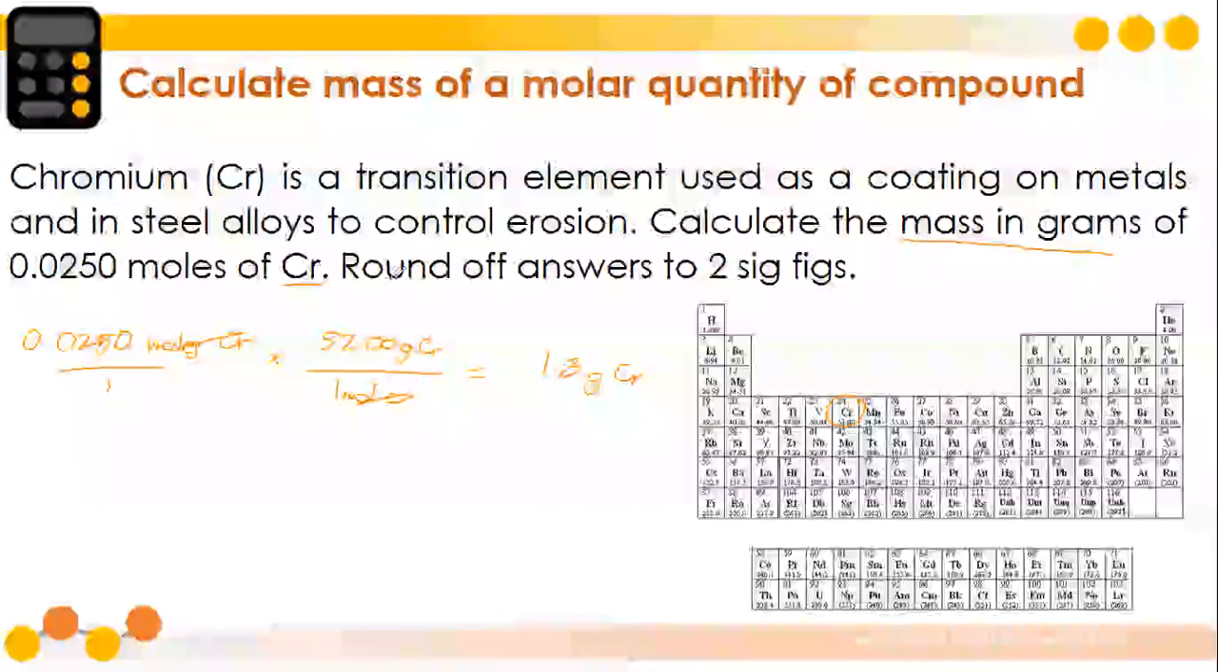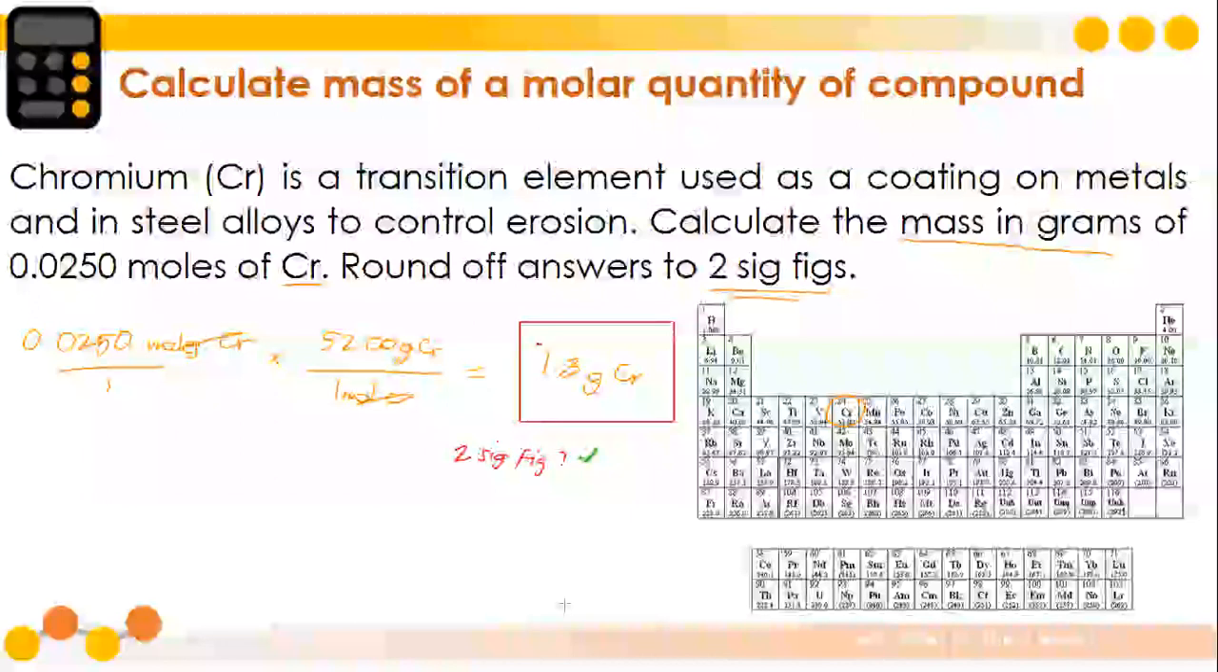For the final answer, we have to round off the answer to two significant figures. So with our final answer here, do we have two significant figures? We have 1 and 3, which are non-zeros, so this is already correct. So our final answer should be 1.3 grams of chromium.